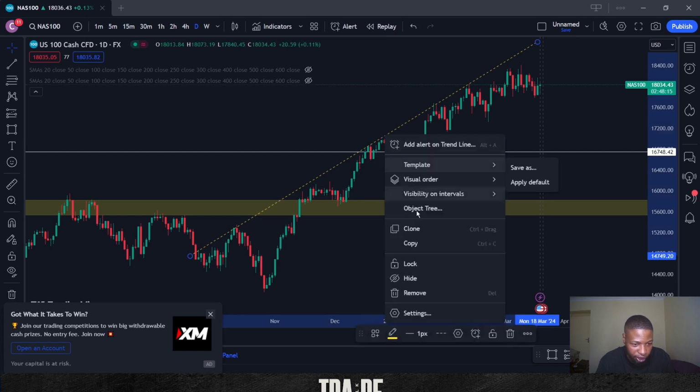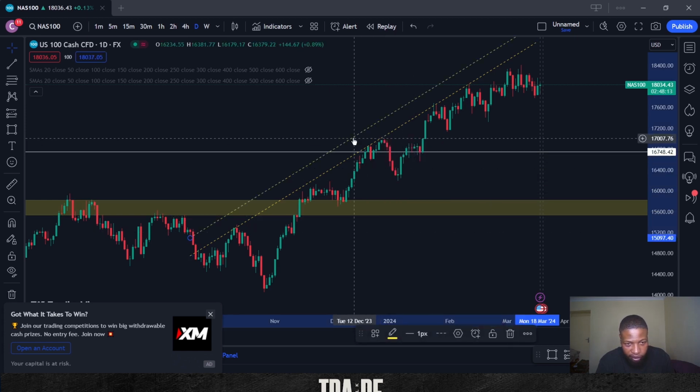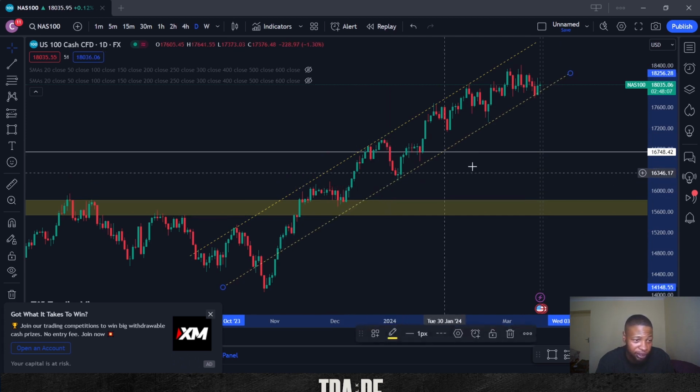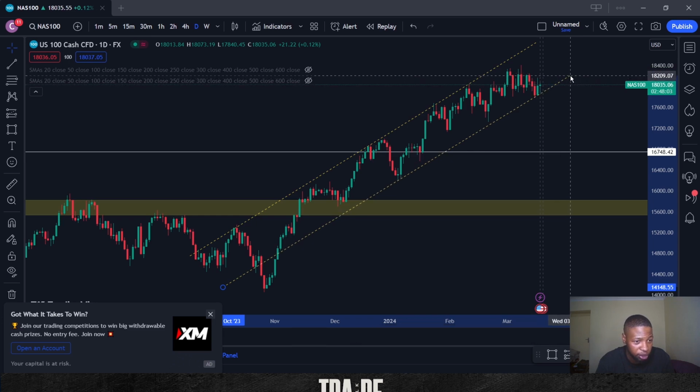So I'm going to duplicate it. Click here, duplicate, and I'm going to go down here. As you can see, the trend line is responding. That means this is a very beautiful, strong trend line that we just chose right here.